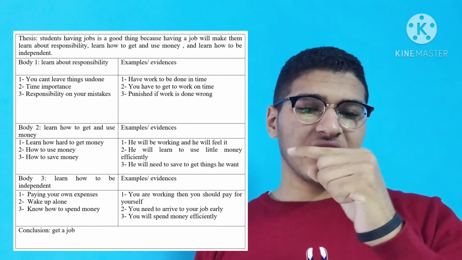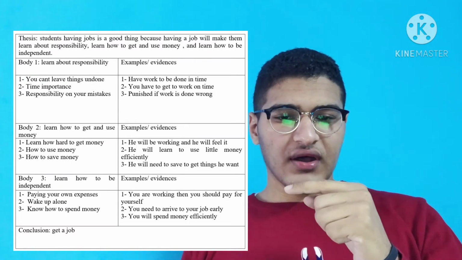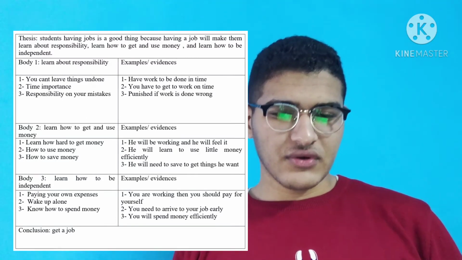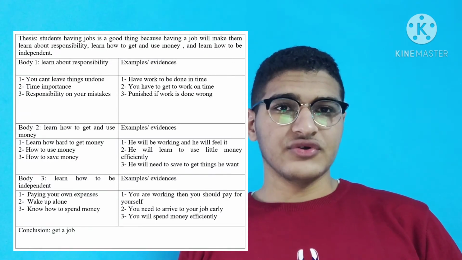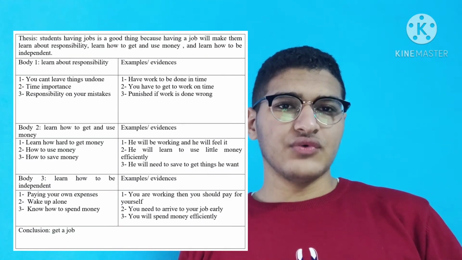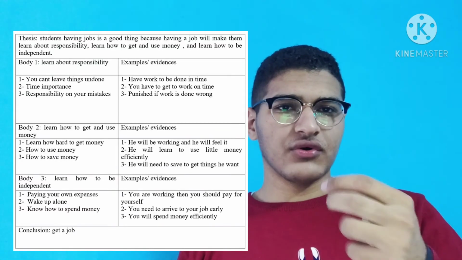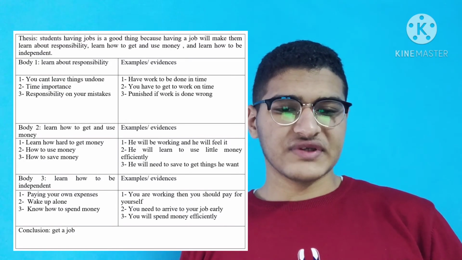Third sub main idea, learn how to be independent. The first point, paying your own expenses. When you start working, you should pay your own expenses, because now you get your own money, and you have to pay your own expenses. And the evidence for it: you are working, so you should pay for yourself.